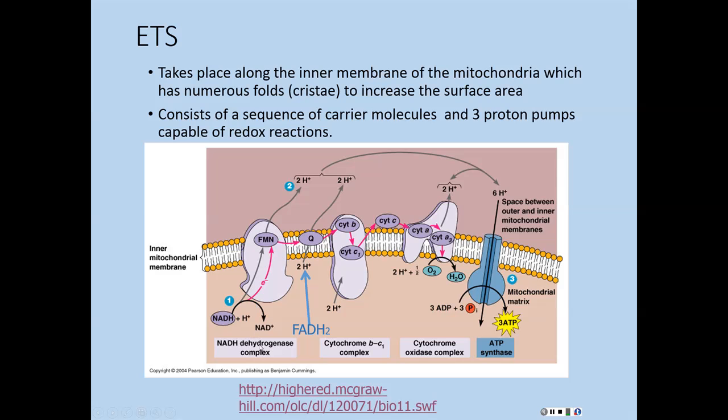Notice the blue here: FADH2 enters in here. It misses the first proton pump. You'll see that FADH2 actually produces slightly fewer ATP than NADH. That's why they chose 3 ATP here for a single NADH, but FADH2 only produces 2 ATP, and we'll look at that more closely in a minute.